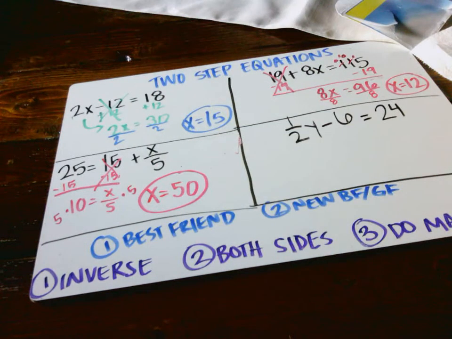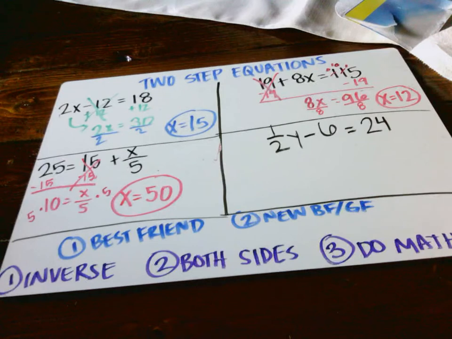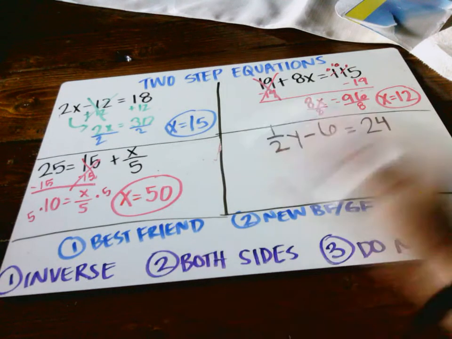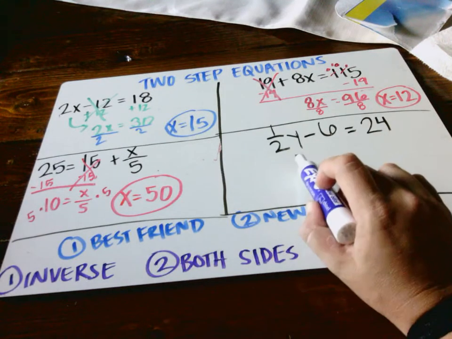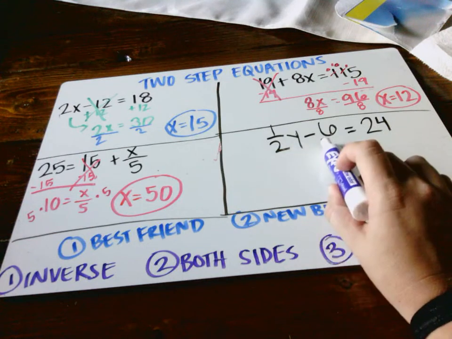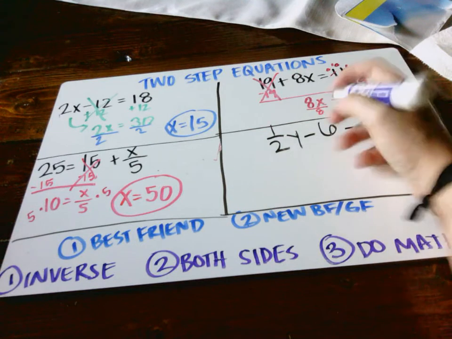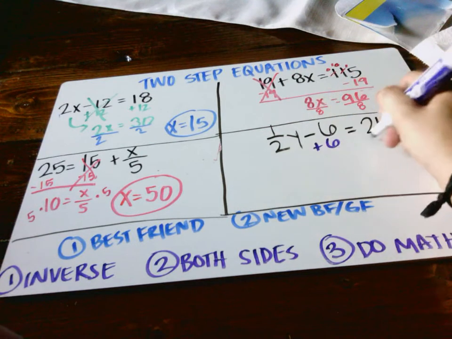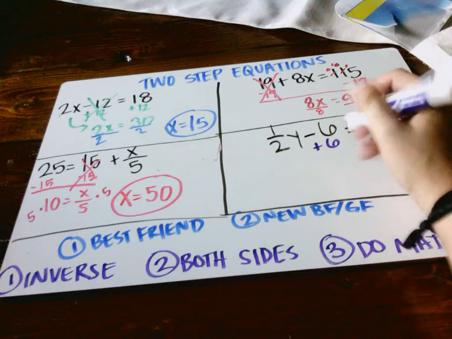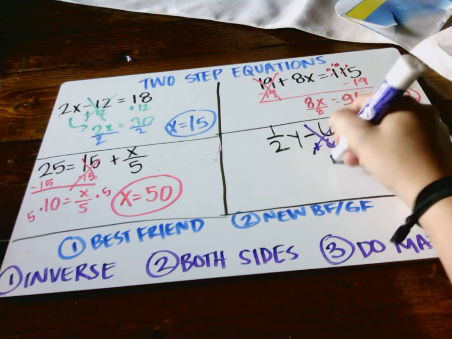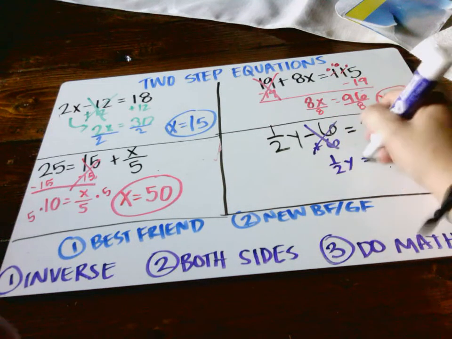Okay. Now I've saved one of the harder ones for last. This one is 1/2 y minus 6 equals 24. So I'm still going to start with the best friend. In this problem, it's of course the one that's not hooked up to the variable, which would be the negative 6, or the subtraction of the 6. The inverse operation would be add, so I'm going to add 6 to both sides. Now I have 1/2 y equals 30.